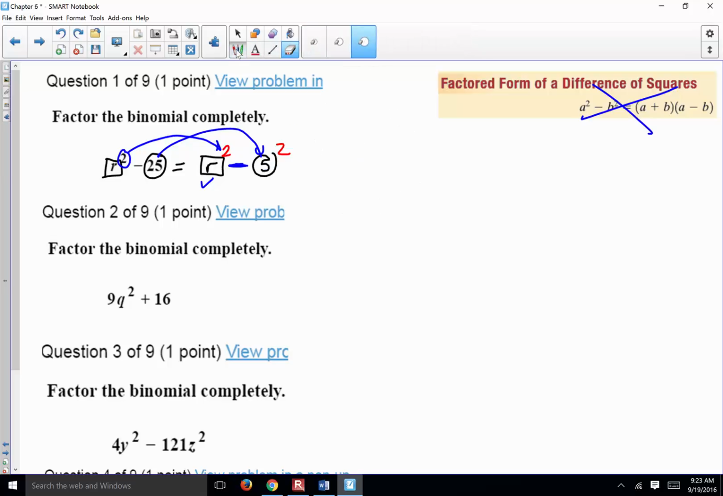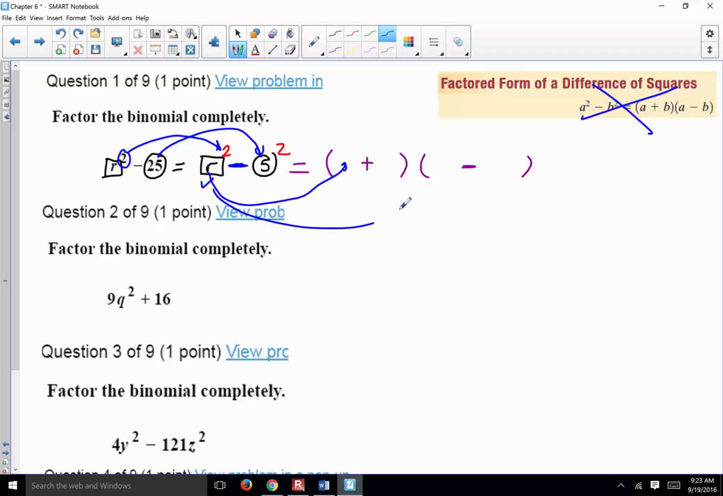Do not quit. Just employ this identity. It says take two parentheses, put plus and minus, and repeat. It's just copying. It's a kindergarten job. Copy whatever you see in the box into these two spots. Whatever you see in the circle into these two spots. So it is r plus 5, r minus 5. That's it.